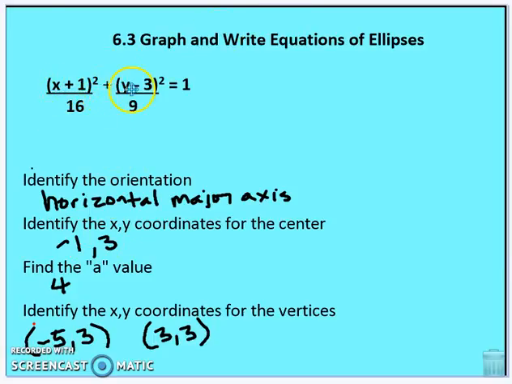Identify the center, negative 1, 3. Find the a value. A value is 4. 16 squared is 16. So a squared is equal to 16. A is equal to 4. We're going to identify the coordinates for the vertices. We're going to move 4 units along the major axis in both directions, so negative 5, 3, and 3, 3.